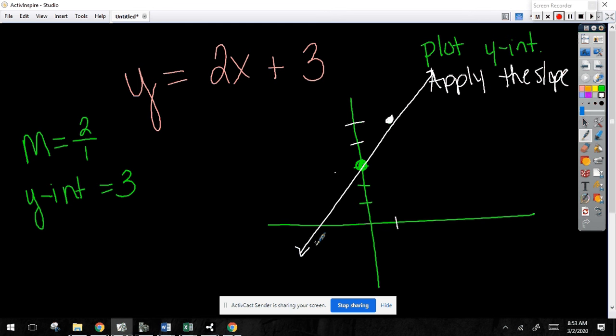Here's the cool thing about slope. Remember we talked about lines having a constant difference? The rate of change is always the same. Every single point on this line, to get to the next one, you can go up 2 and over 1. Mine's kind of off scale here, but it'll get you to the next one every single time.